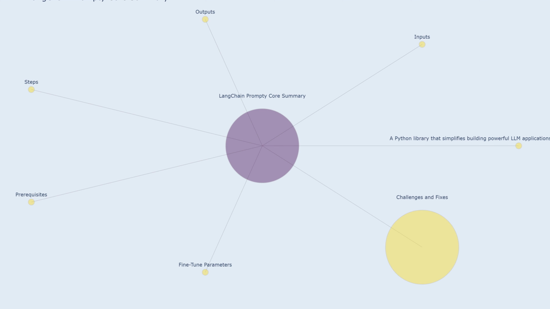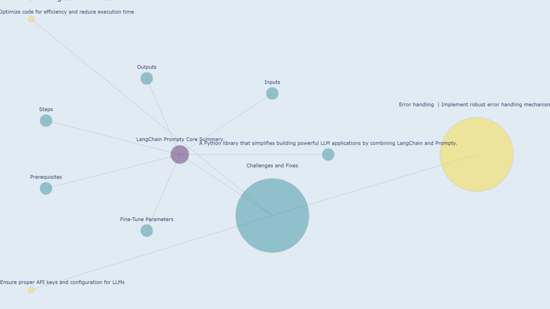Challenges and fixes. Error handling. Implement robust error handling mechanisms to gracefully handle unexpected situations during LLM execution. Error handling involves detecting potential issues, providing informative messages, and recovering from errors to maintain application stability. Develop code to detect and handle errors, preventing application crashes and ensuring smooth operation.